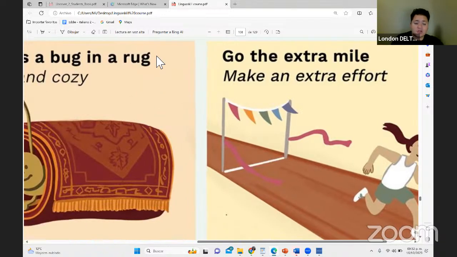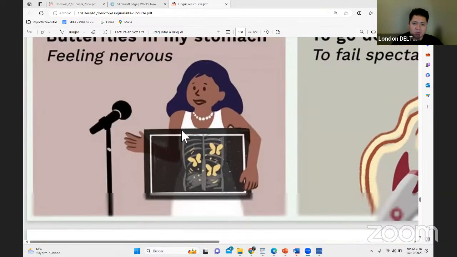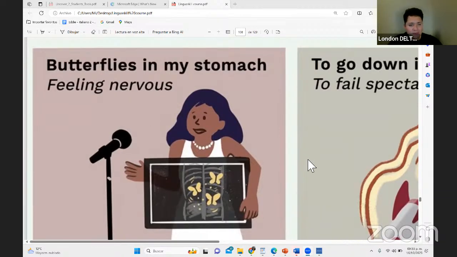You can say in English, do your best, or make an extra effort, or put your best foot forward, or go the extra mile. Those are different ways you can say make an extra effort. Okay, please, Rocio, help us with this one. So you read and give us the explanation.